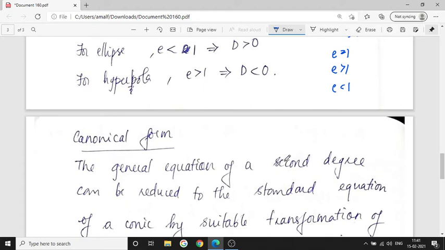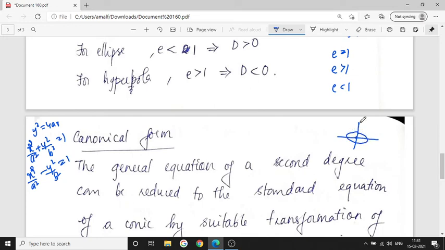So next we'll look at what is called canonical forms. When we write the standard conics, y square equal to 4ax if it is a parabola, or x square equal to 4y. If it is an ellipse, x square by a square plus y square by b square equal to 1. Then hyperbola, x square by a square minus y square by b square equal to 1. So this is the standard equation of the conics, parabola, ellipse and hyperbola. And you can see that all of them are centered at the origin.